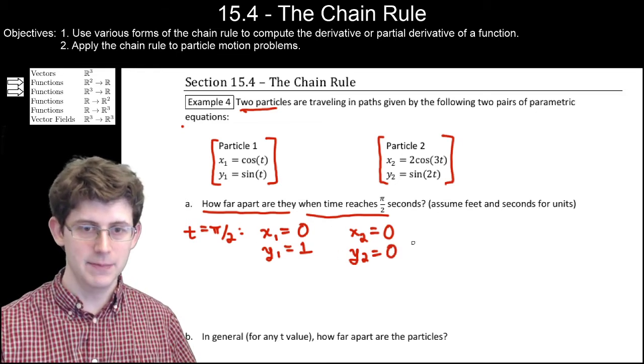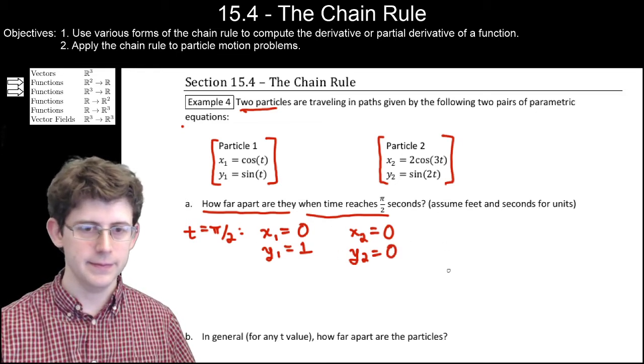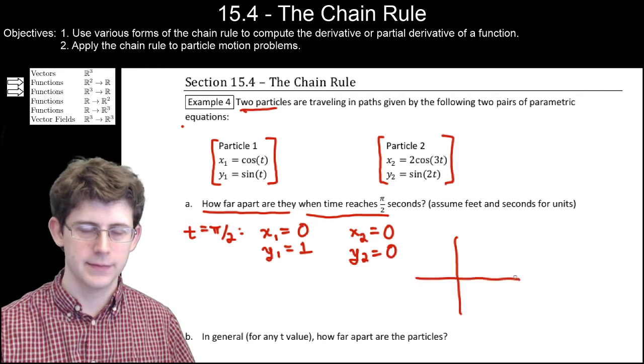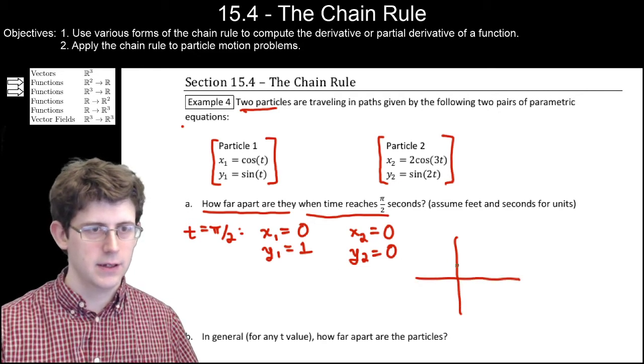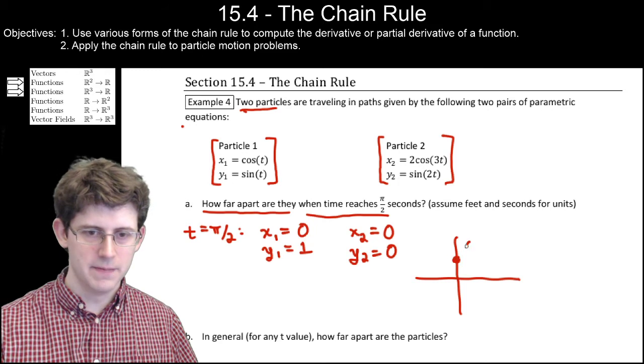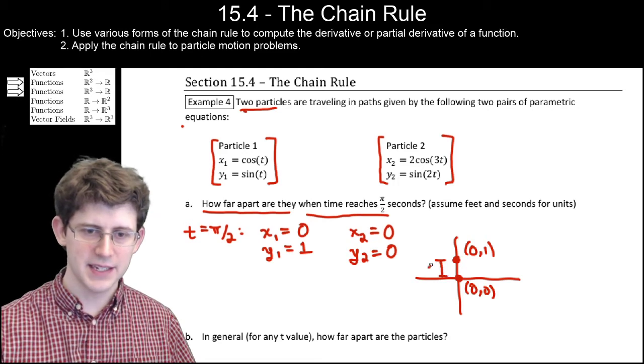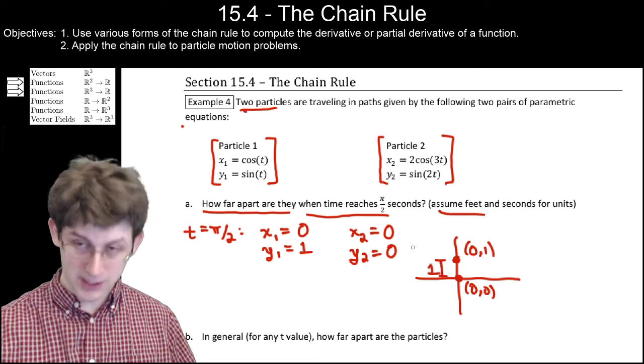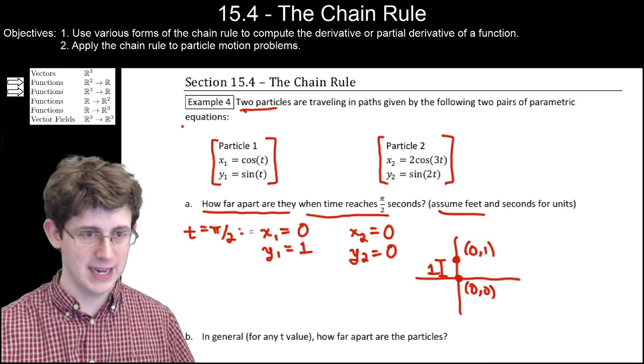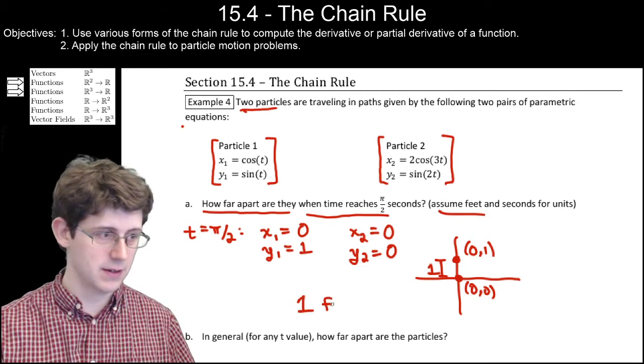So at this time, particle 1 is at (0, 1). And particle 2 is at (0, 0). And that distance is 1. It wants us to assume feet, so we'll say how far apart are they, and that's 1 foot.